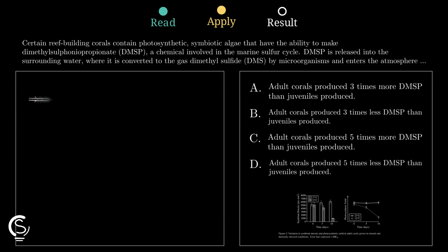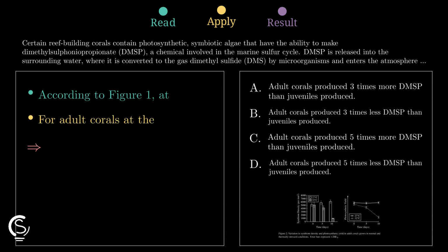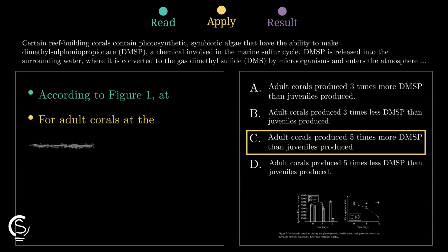Next, check the adult coral graph for that same starting point in the 32-degree trial. You will see the bar for adults reaches all the way up to 15. Now just divide 15 by 3 to find the ratio between them. Since 15 divided by 3 equals 5, adult corals produce 5 times more DMSP, making option C correct.